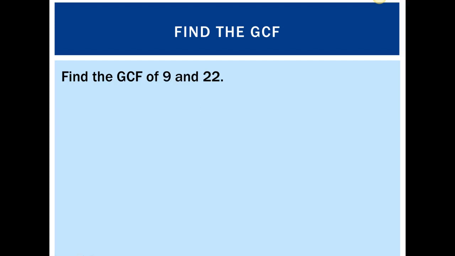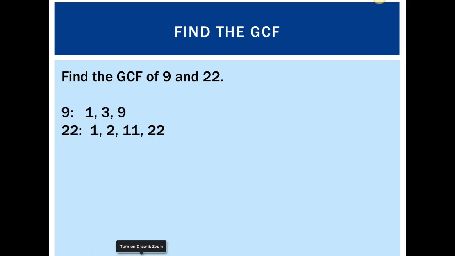Next, let's find the GCF of 9 and 22. Using the make a list method, we would list out the factors of 9 and of 22 and then compare them to see what they have in common. In this case, the only common factor they share is 1. That means that the GCF is 1.